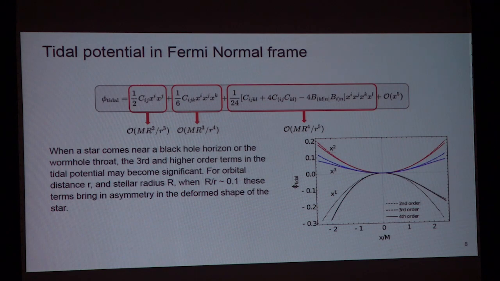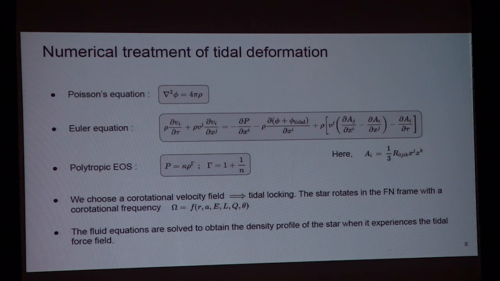So these terms over here bring in asymmetry in the deformed shape of the star. And here I've actually plotted the tidal potential on one plane as a function of the x coordinate. Okay, and you can already see that the second order is perfectly symmetric, but third and fourth order deform the tidal potential to give you the asymmetry in the shape of the star.